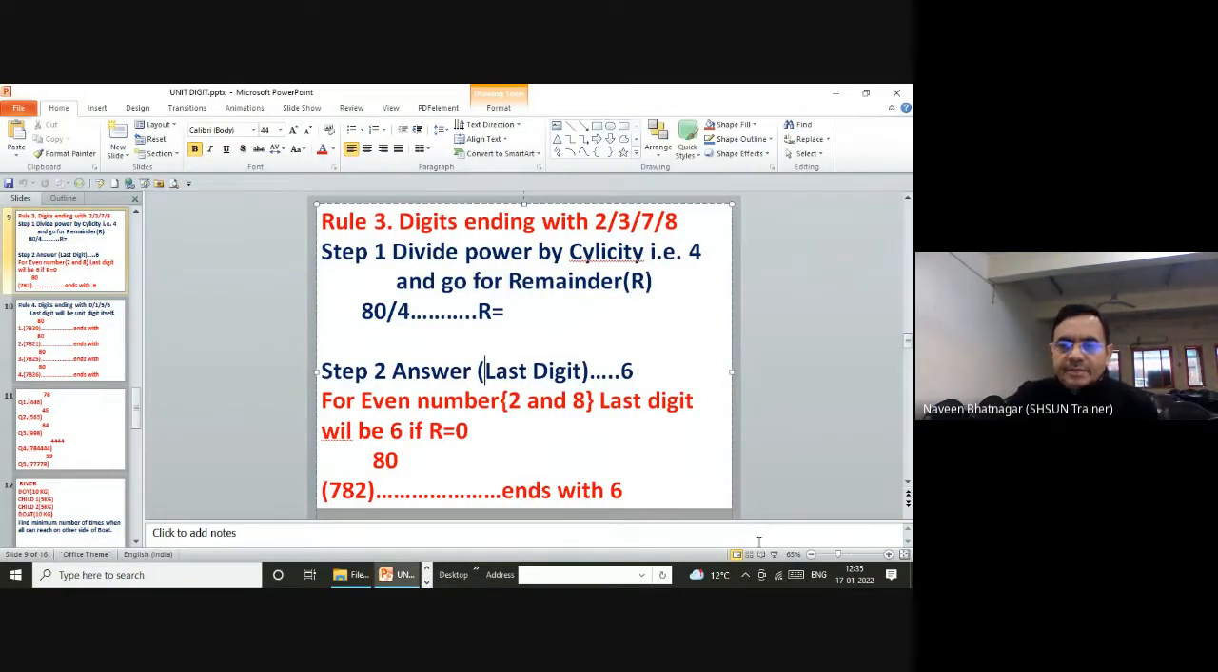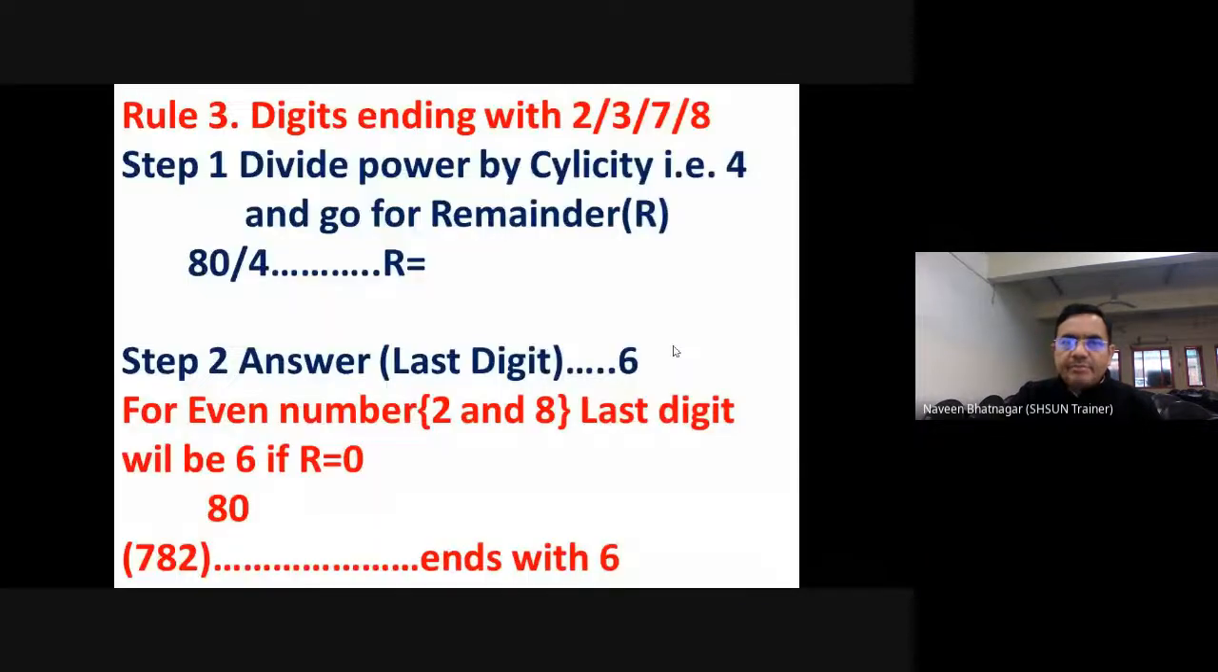So the last digit will be 6. You have to remember this: if the remainder is 0, and for even numbers only. We have only two even digits here, 2 and 8. For these, the last digit will be 6 if the remainder is 0.